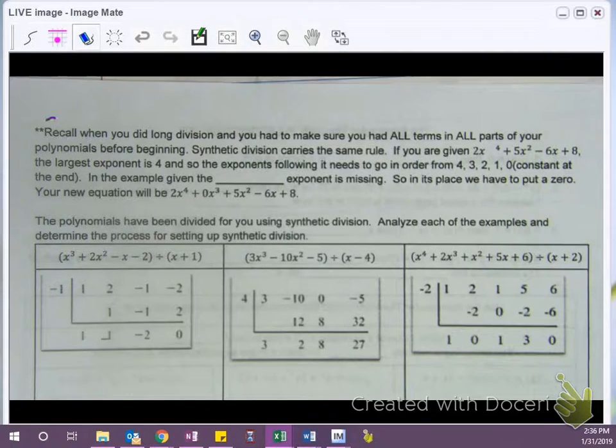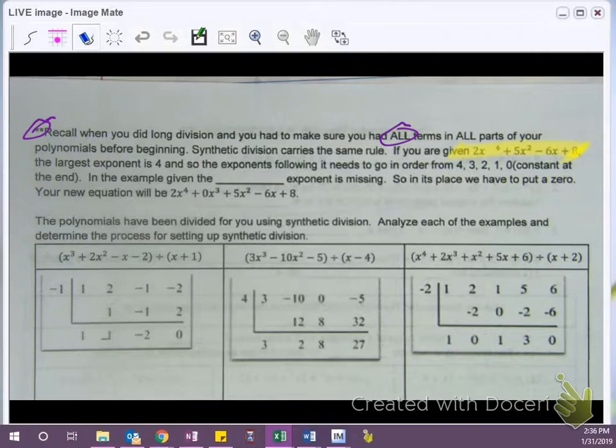So when we did long division, you had to make sure all the terms were there. In other words, you had to put in 0 for what was missing. So look at this function right here. What's missing?